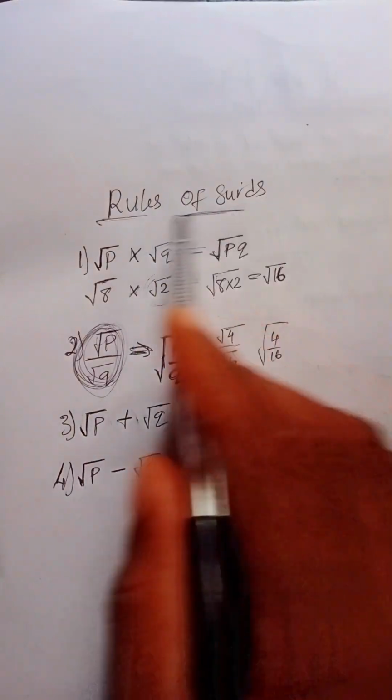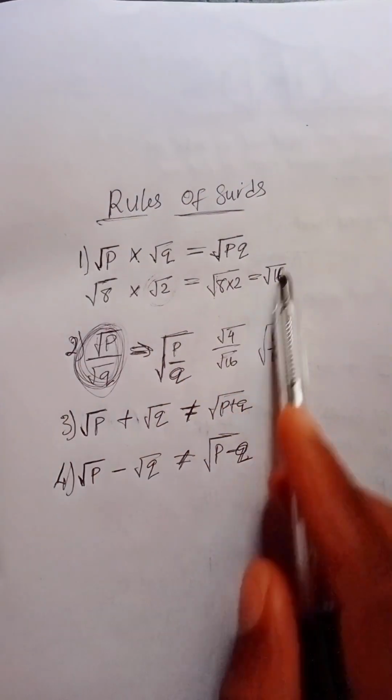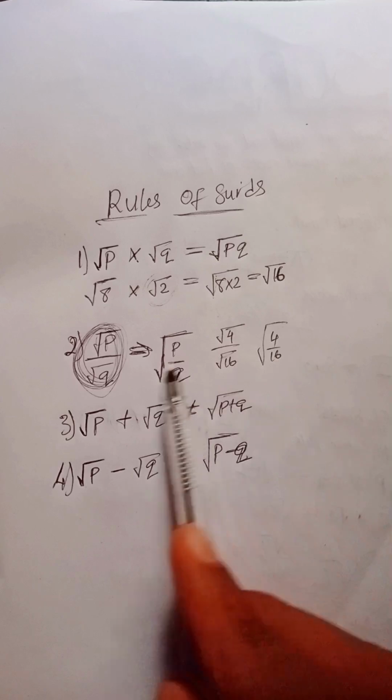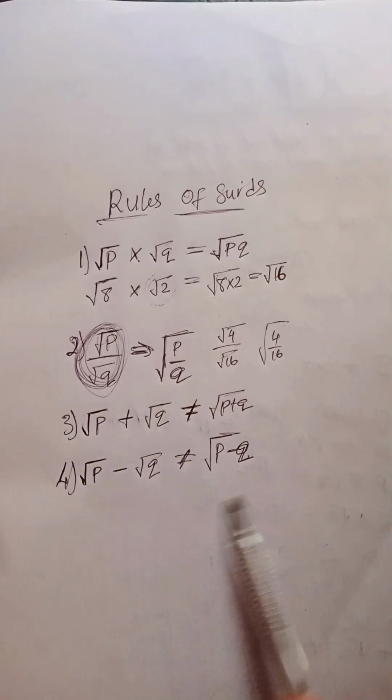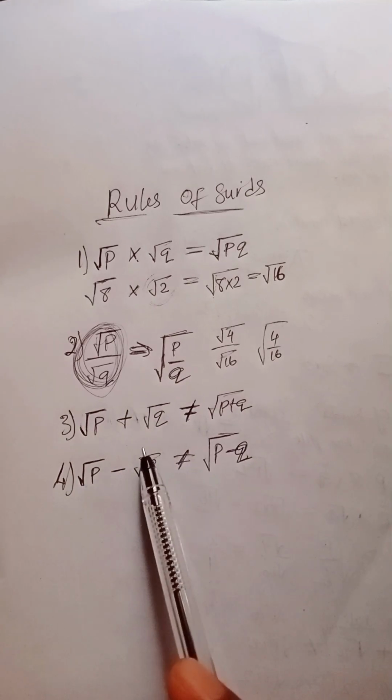So that's all for the rules of surds. There are 4 rules. The first one, multiplication rule. Second, the division rule. Third, addition. And the fourth is the subtraction rule.